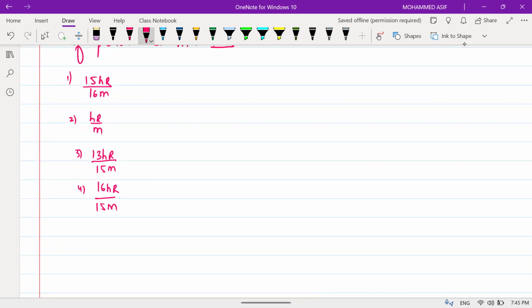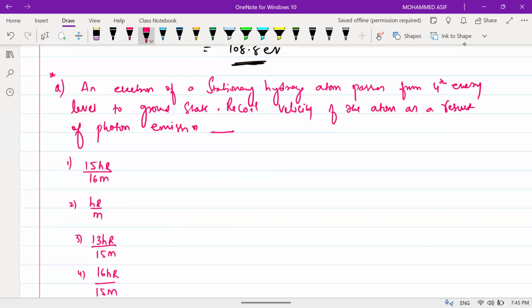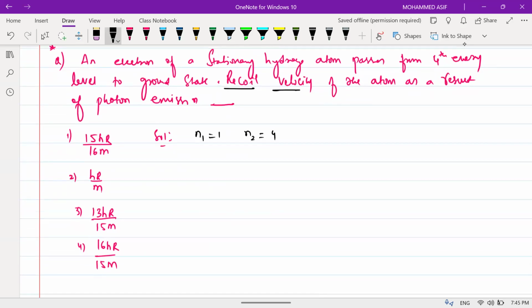Read the question carefully. An electron of a stationary hydrogen atom is passing from which state, beta? Fourth state level to the ground state. That means n1 value will be equal to how much, beta? Ground state, n1 value is 1 and n2 value is equal to how much? 4. Clear? It is asking me the recoiling velocity of an atom, because when it is jumping from higher to lower, it will emit the radiation and it will hit the electron in the lowermost. What is the recoiling velocity of that atom? He is asking. So first calculate the wavelength.